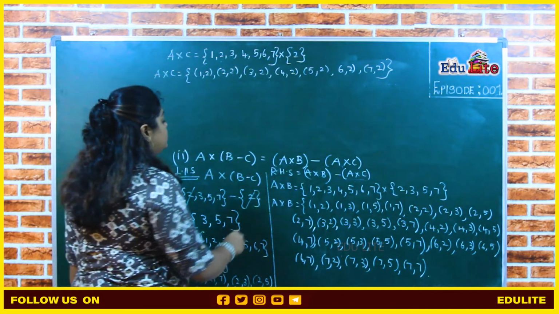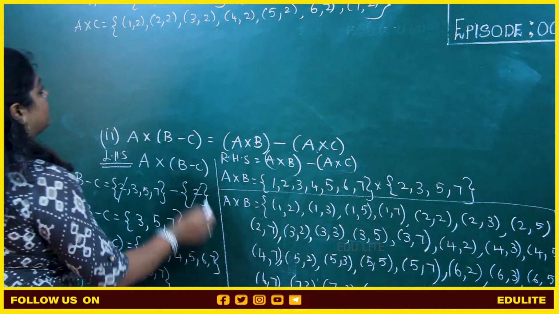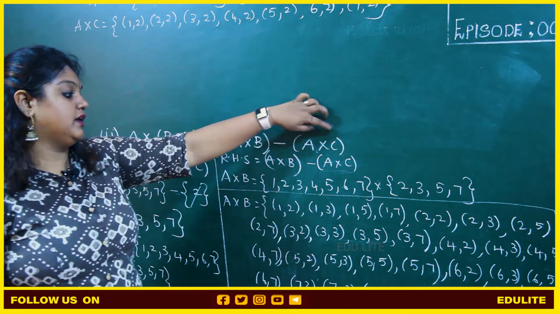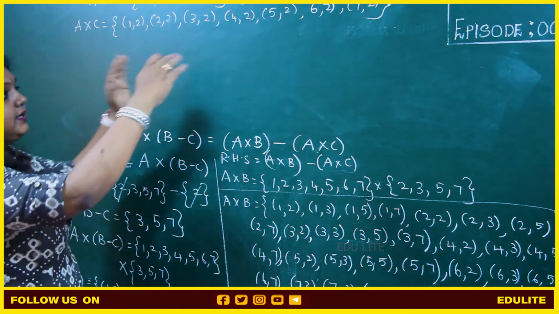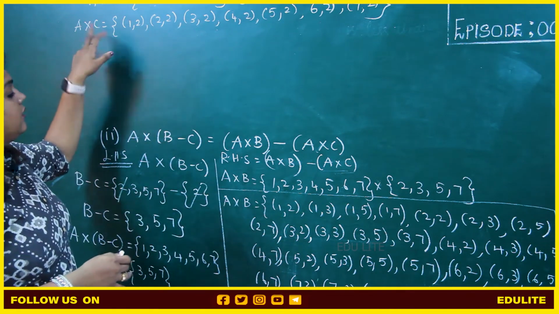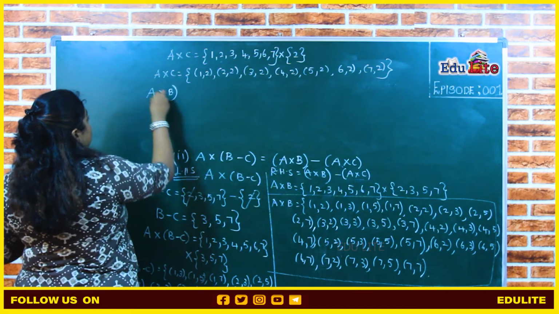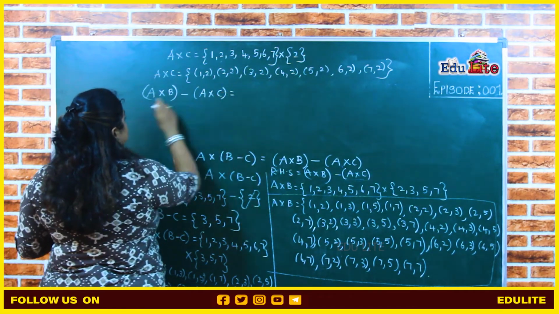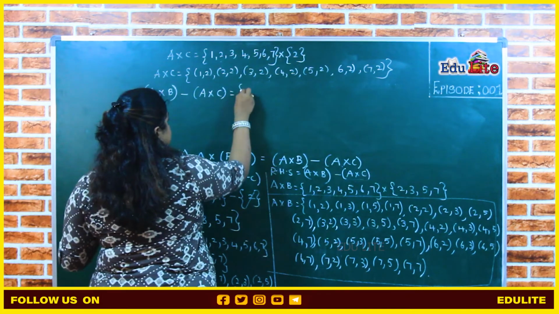Now we have to use this cross product and this cross product, that is A cross B but not A cross C. We have to find out this. For that I will write all the terms present in A cross B but not A cross C. First, all the elements present in A cross B, which we will write.